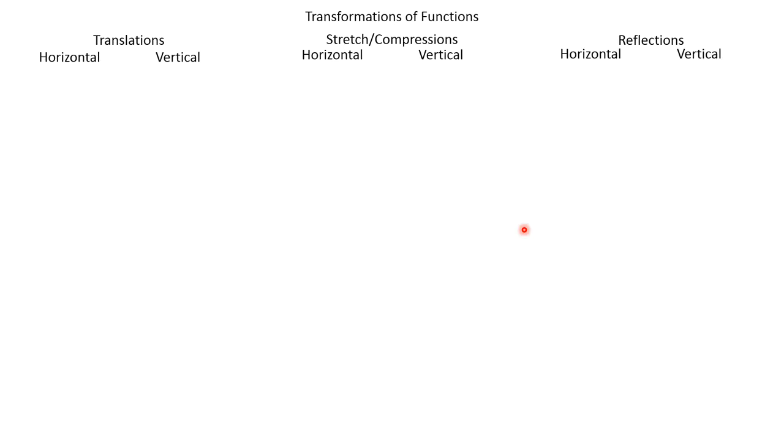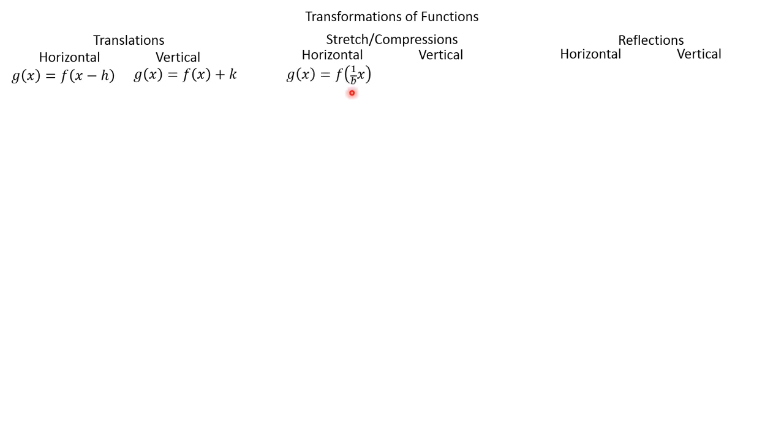So, looking at our transformations, remember we have the three big ones: translations, stretch compressions, and reflections. Each of them has horizontal and vertical components. With translations, we're adding and subtracting. So, g of x is f of x minus h for horizontal, and for vertical, g of x equals f of x plus k. Remember horizontal, this means we're replacing the x with x minus h. And the vertical means we're just adding k to the end of the function.